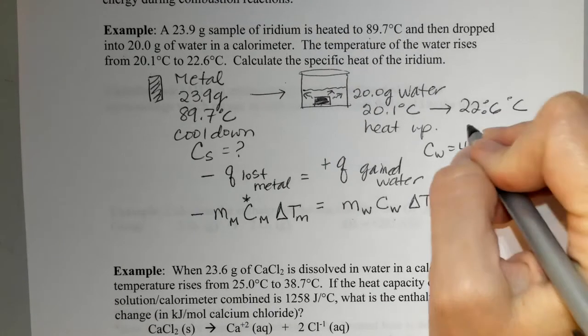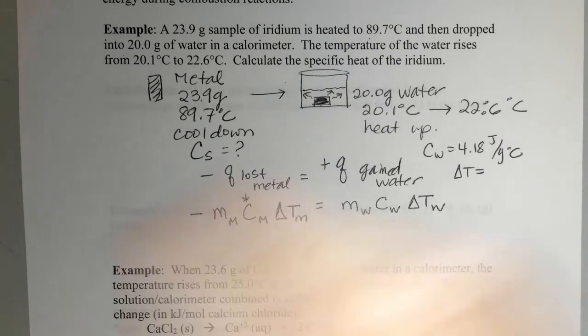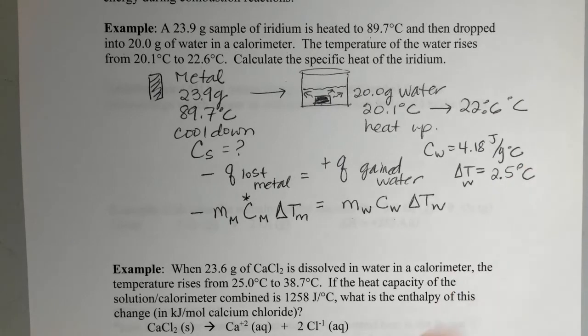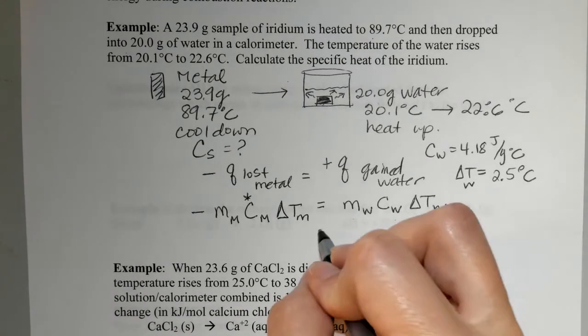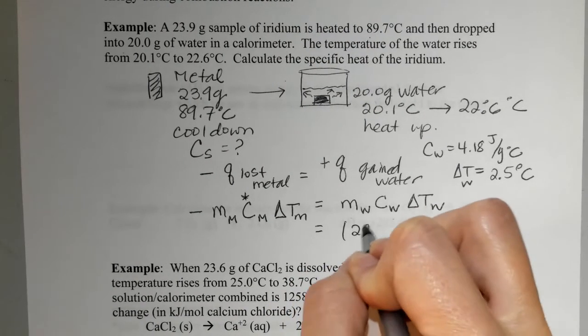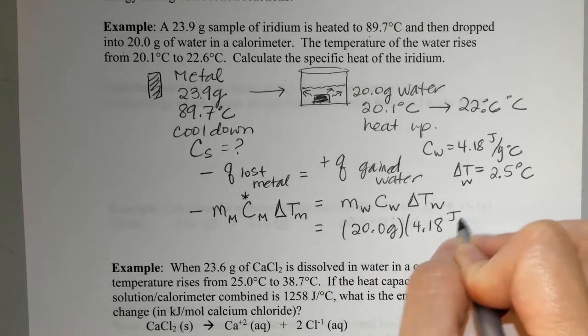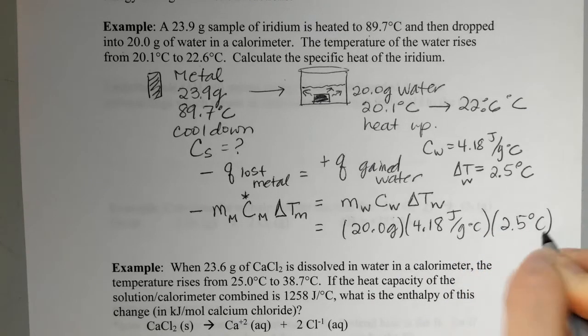So our delta T here for the water would be the 22.6 minus the 20.1. So we have a difference of 2.5 degrees Celsius. So we've got our mass of water, our heat capacity of water, change in temperature of water. So we're good on this side. Mass of water, 20.0 grams. The specific heat capacity, 4.18 joule per gram degrees Celsius. Change in temperature, 2.5 degrees Celsius.